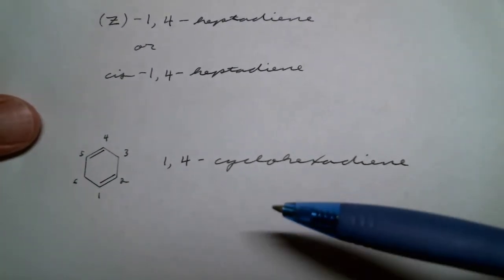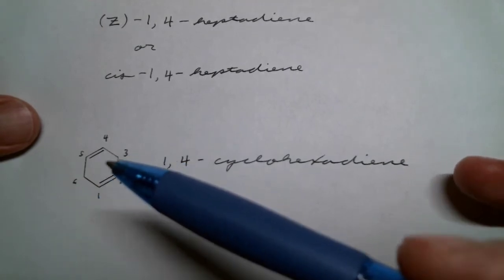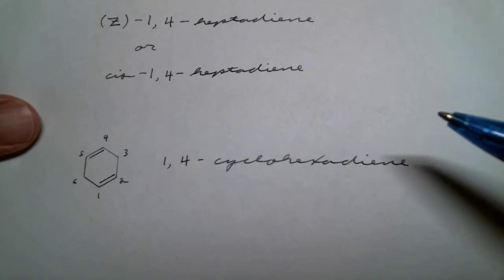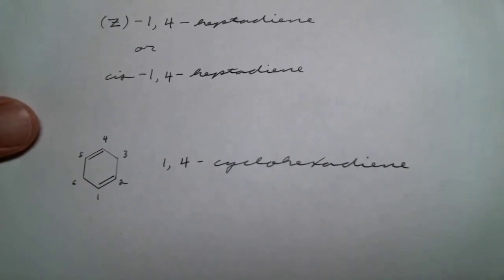Here's a 1,4-cyclohexadiene. This is a non-conjugated diene, right? Carbons 3 and 6 are saturated, they're CH2s. So very different from our 1,3-cyclohexadiene.